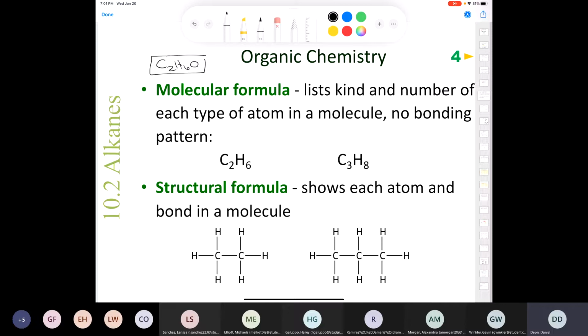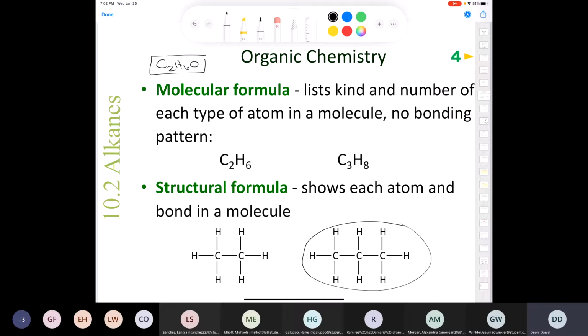How do we get more specific than a molecular formula? One way is with a structural formula. If you look at the structural formulas shown here, you probably recognize these as Lewis structures. A structural formula shows each atom and each bond in a molecule. Every bond is drawn explicitly. If you have a molecule like this one that I'm circling on the bottom right, that's propane, the same propane found in a propane barbecue tank.